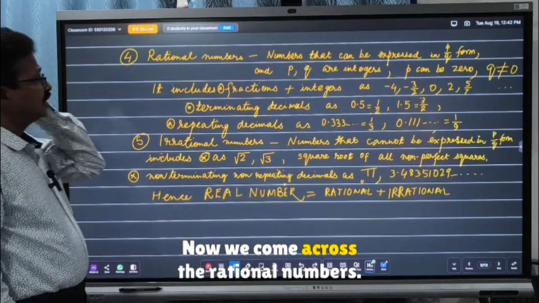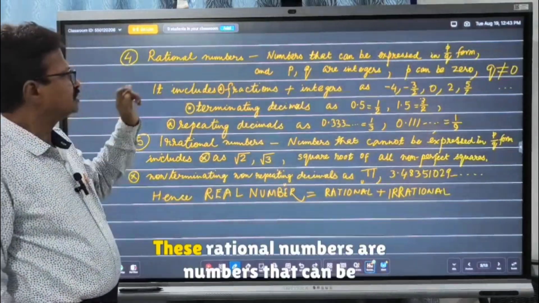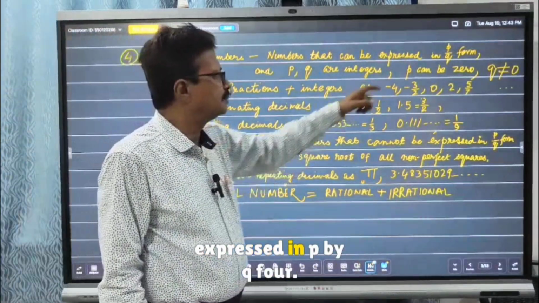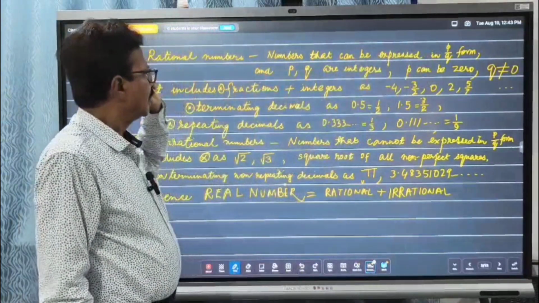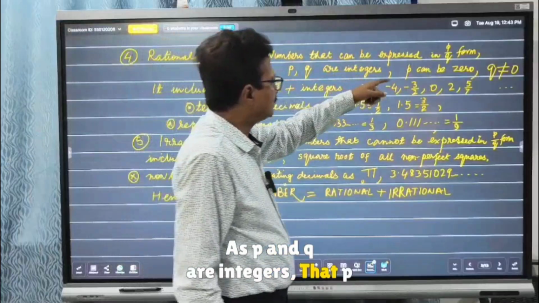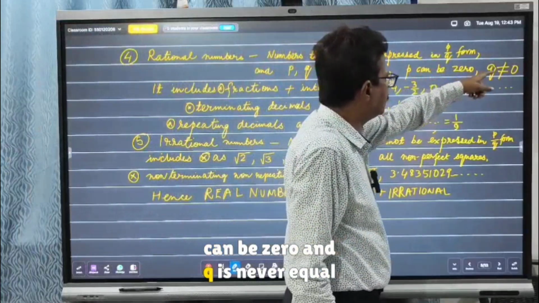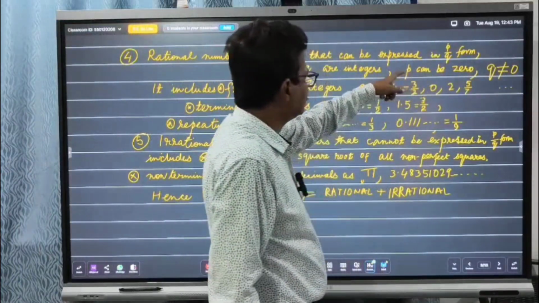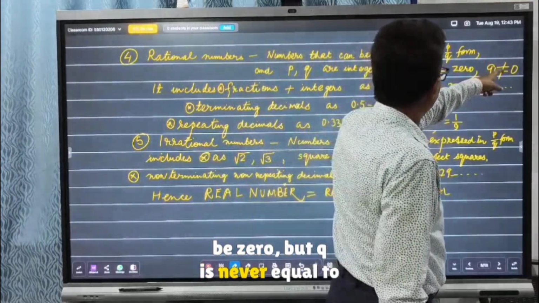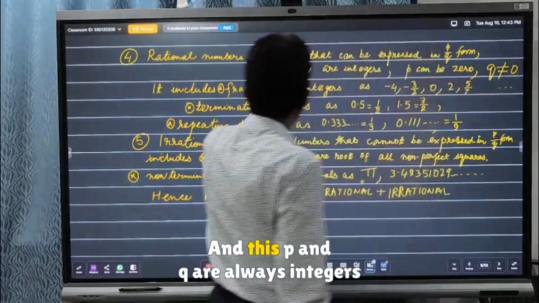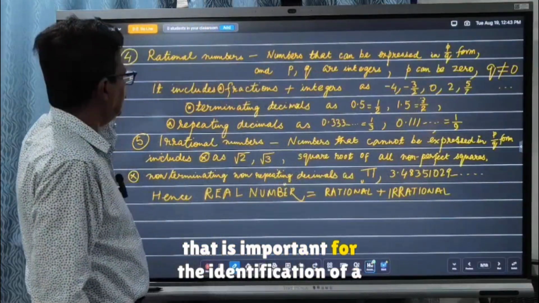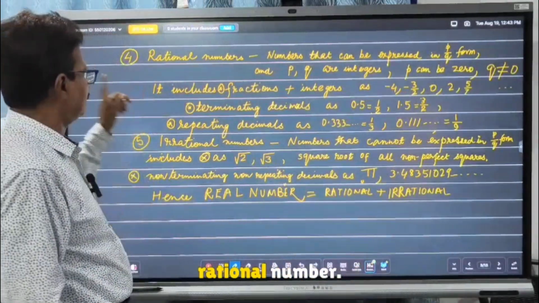Now we come across rational numbers. These rational numbers are numbers that can be expressed in P by Q form, where P and Q are integers, P can be 0 and Q is never equal to 0. This has to be remembered, that P can be 0 but Q is never equal to 0. And these P and Q are always integers. That is important for the identification of a rational number.